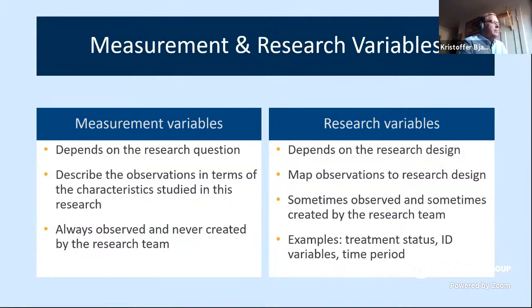Let's use an example to explain this. For example, in an agriculture research project studying farm output, let's say that we have a data point saying that a farmer grows 100 kilos of potato. This data point is a measurement variable, as it is an observation of the output studied in a research question. However, in order for us to be able to say something scientifically about what makes a farmer grow a lot or a little potato, we need variables that map this farmer to our research design.